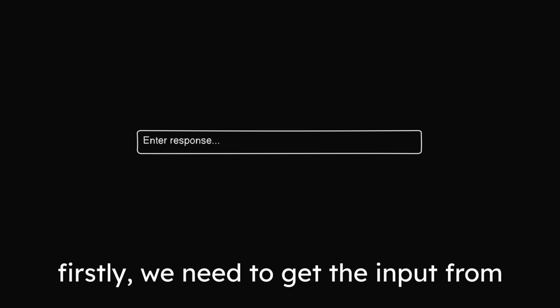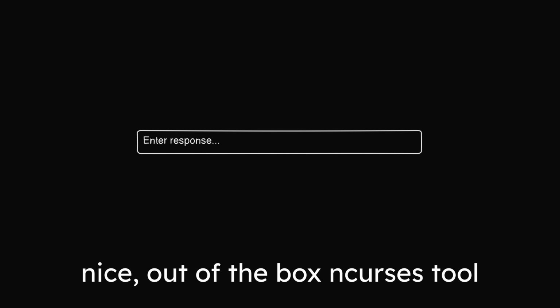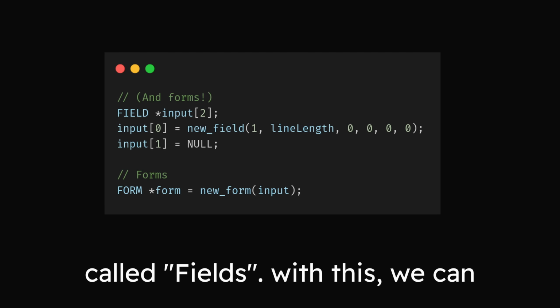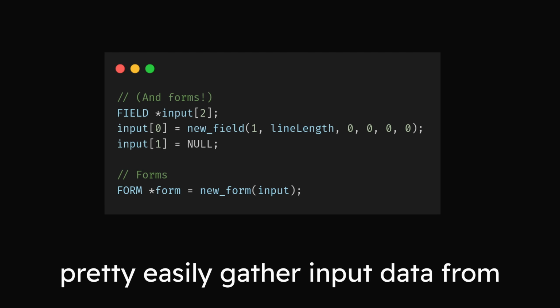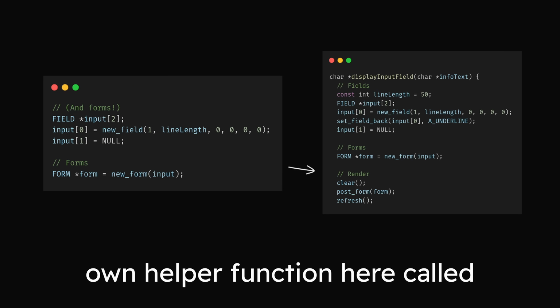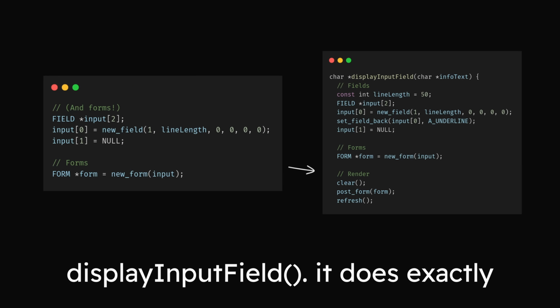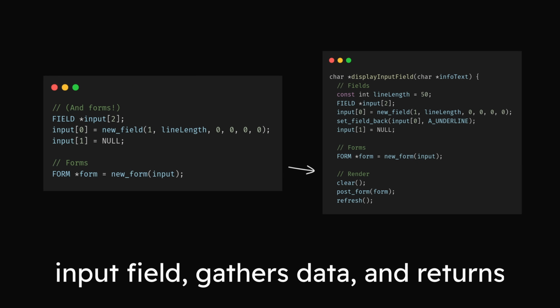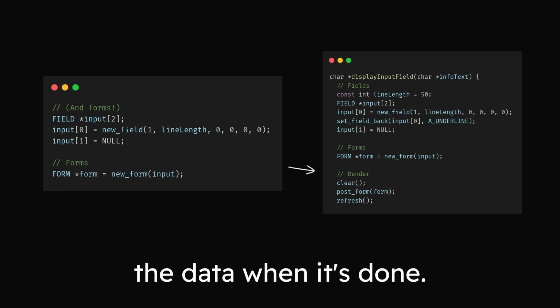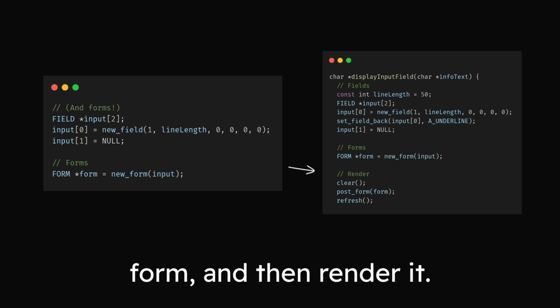Firstly, we need to get the input from the user. We can do so with a very nice, out-of-the-box Ncurses tool called fields. With this, we can pretty easily gather input data from the user. Do note that I'm using my own helper function here called displayInputField. It is exactly what the name suggests. Displays an input field, gathers data, and returns the data when it's done. So we add a bit of styling to the form and then render it.